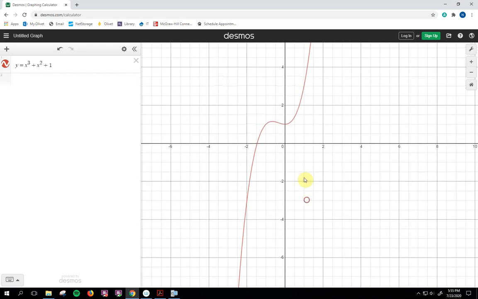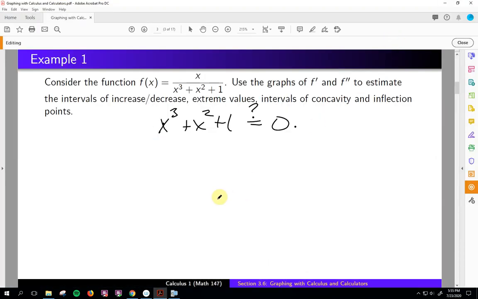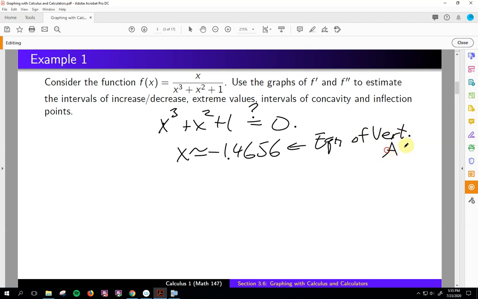And in fact, it picks out important information here. Right here, we have a 0. Let's go ahead and write that down. The 0 of approximately negative 1.4656. That's going to be the approximate 0 there, which is the equation of the vertical asymptote. Okay, so that's what this represents here.